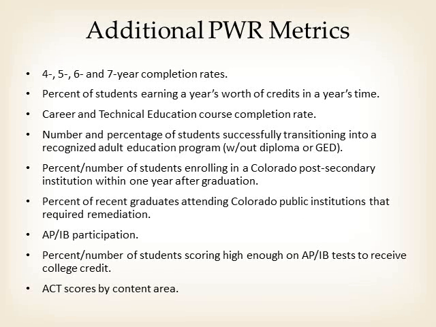Additional PWR metrics: 4, 5, 6, and 7-year completion rates, percent of students earning a year's worth of credits in a year's time, career and technical education course completion rate, number and percentage of students successfully transitioning into a recognized adult education program, percent or number of students enrolling in a Colorado post-secondary institution within 1 year after graduation, percent of recent graduates attending Colorado public institutions that required remediation, AP/IB participation, percent or number of students scoring high enough on the AP/IB test to receive college credit, and ACT scores by content areas.